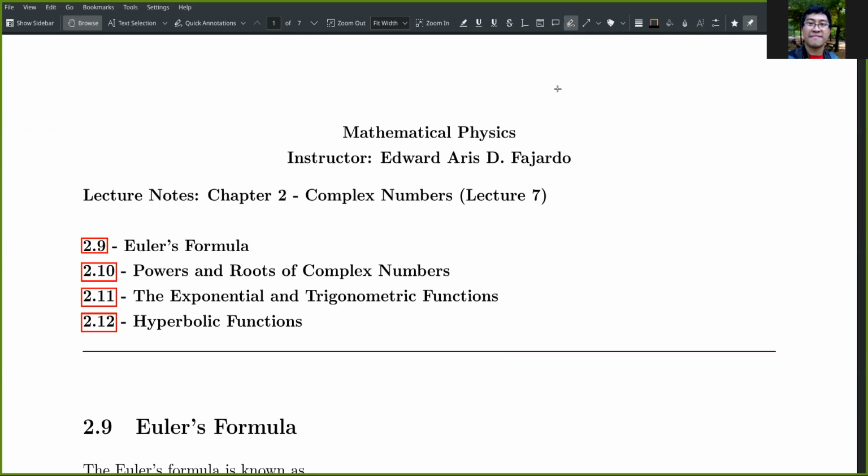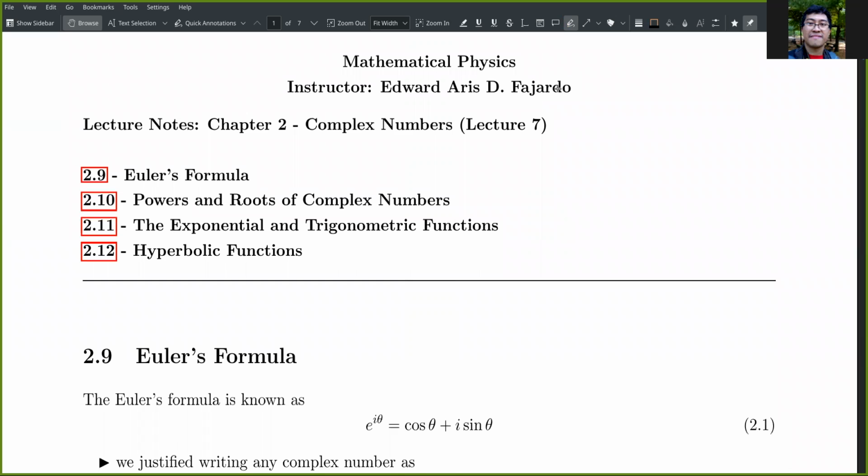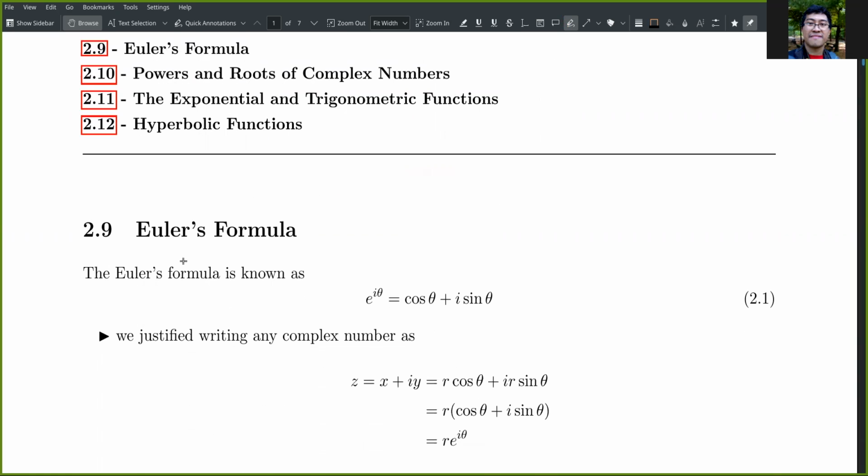Today, let us talk about further topics in Introduction to Complex Numbers. We'll be talking about Euler's formula, powers and roots of complex numbers, the exponential and trigonometric functions, and hyperbolic functions.